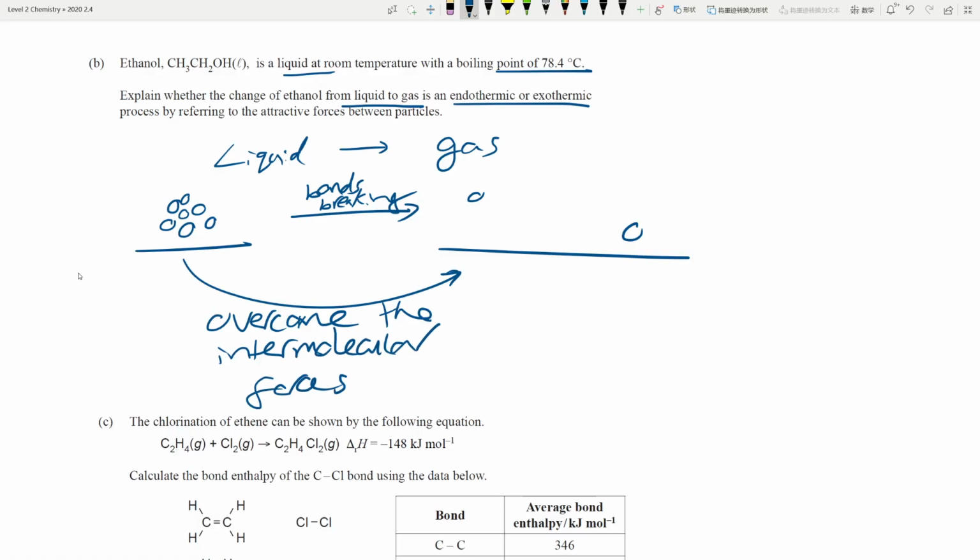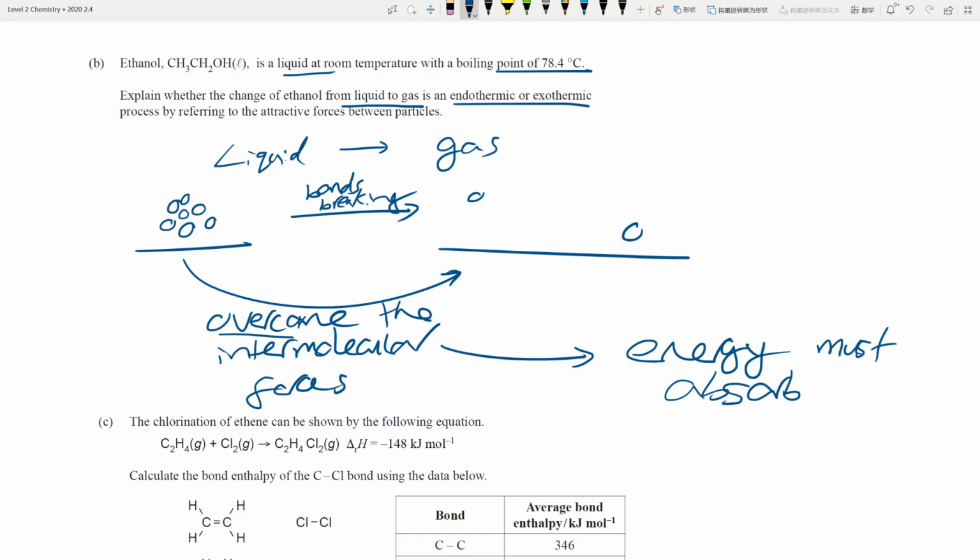Intermolecular forces have to be overcome to physically separate the molecules from each other. They're not going to do it on their own, so in order for this to happen, energy must be absorbed. You absorb energy to break the existing force of attraction, which is the intermolecular force, in order to separate the particles away from each other.